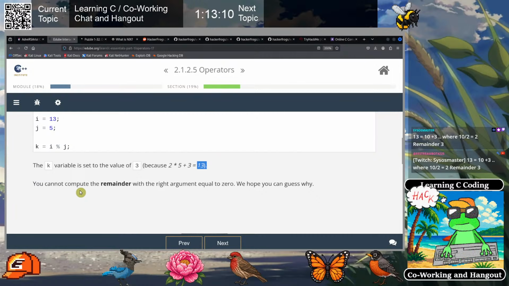You cannot compute the remainder with the right argument equal to 0. We hope you can guess why. Well, we can't divide by 0. I think that's the reason we're supposed to pick up on. Okay, and we'll move on.